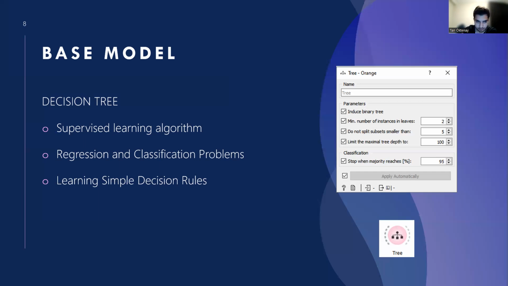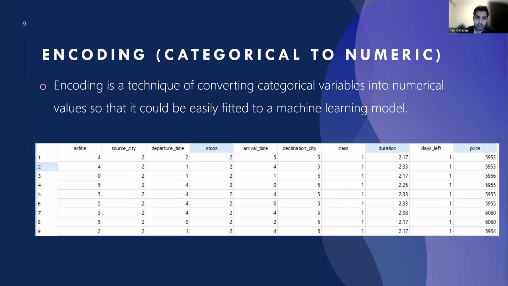First, we encoded the categorical features and converted them into numerical values, and the final version looked like this. Encoding is a technique of converting categorical variables into numerical values so that it could be easily fitted to a machine learning model. Each number represents a word belonging to the feature. Then we just gave our encoded data to the model as it was and examined the results.